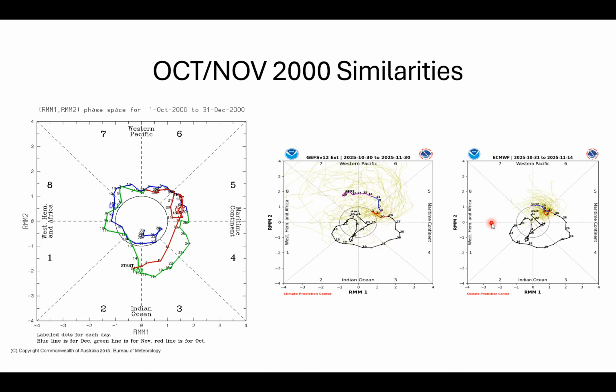And here's a European MJO forecast from today, Halloween, through the 14th of November, showing the MJO into phases 3, 4, 5, working its way into phases 6 and 7. So we're on the same side of the MJO phase diagram as we were in October and November of 2000. So I find that interesting.